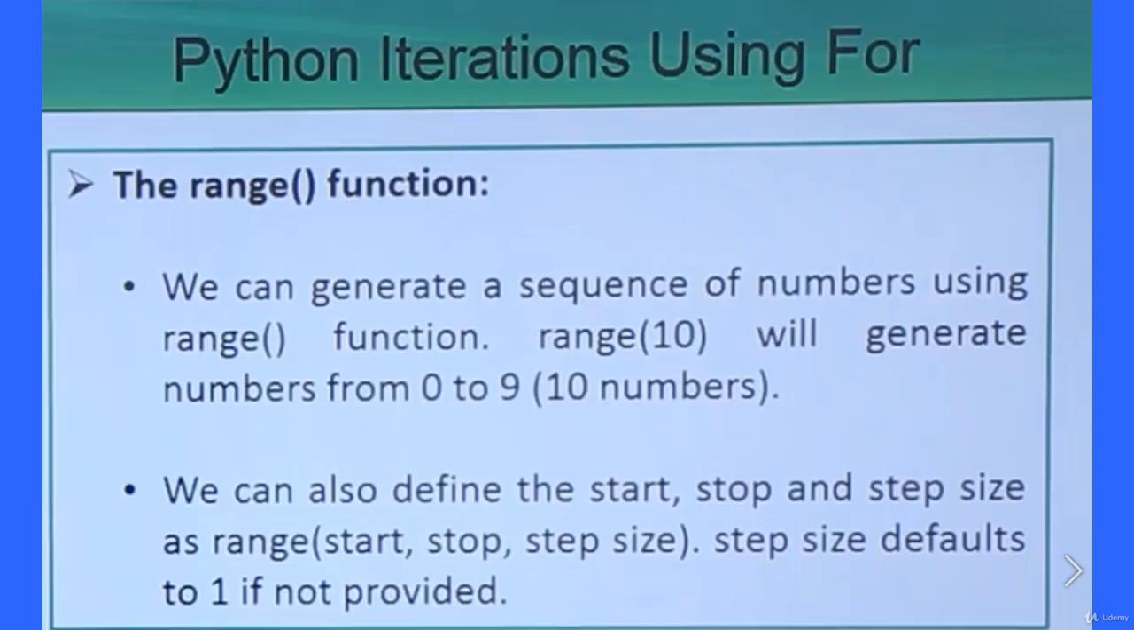We can also define the start, stop and step size as range: start comma, stop comma, step size. The step size defaults to 1 if it is not provided. Let us suppose we write range(1, 10, 1). That means it will have values ranging from 1 to 9, with an increment of 1.